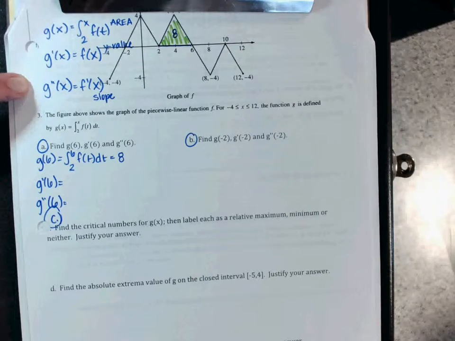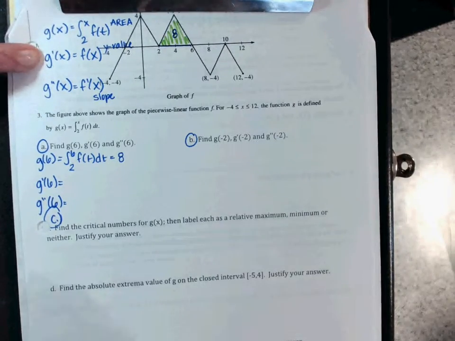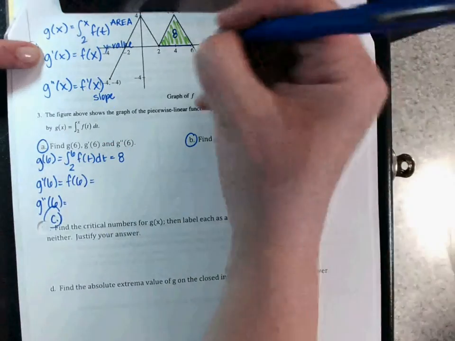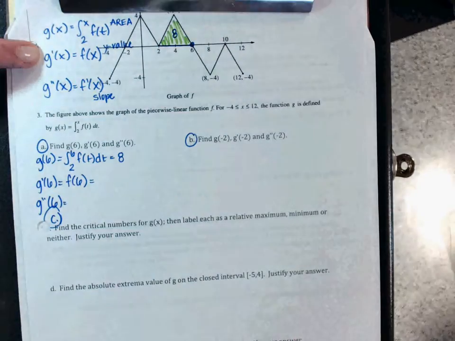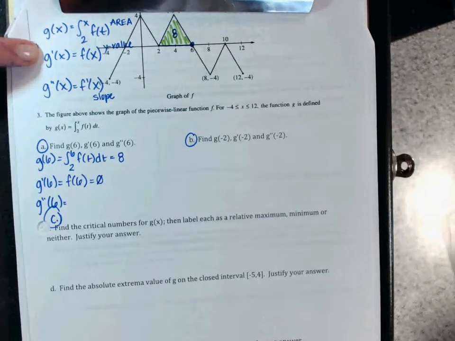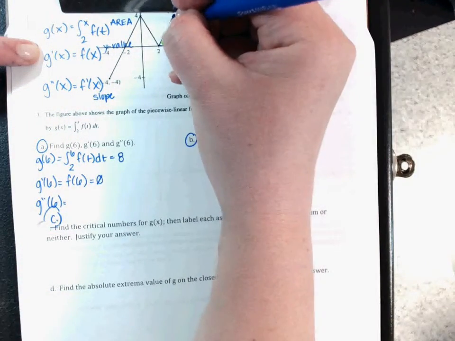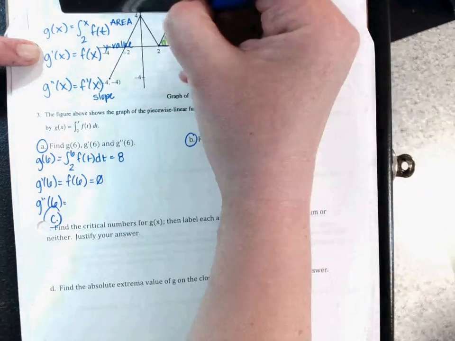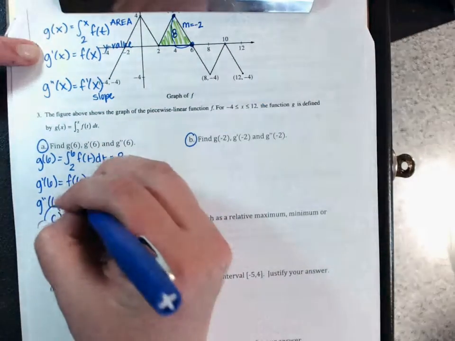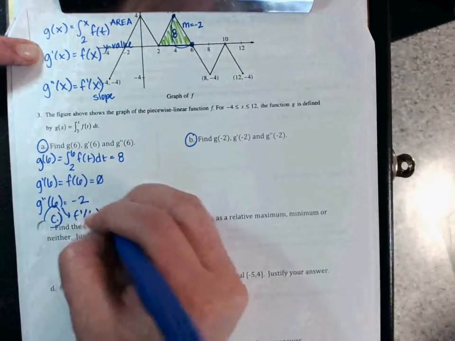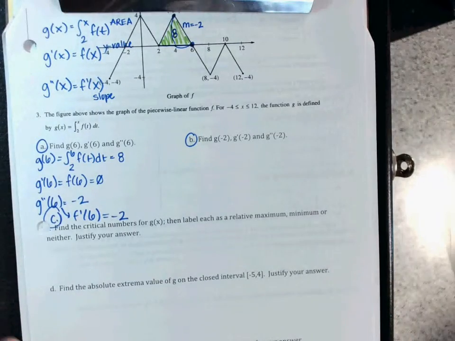Okay? So if I'm doing g prime of 6, that's going to be f of 6, which is 0. Very good, because my y value is 0. Then for g double prime of 6, I want the slope of that line segment, so you just pick another pretty point and count the slope. If I'm here, my rise over run is down 4 over 2, so it's negative 2. And oops, I should have written f prime of 6, which is negative 2.